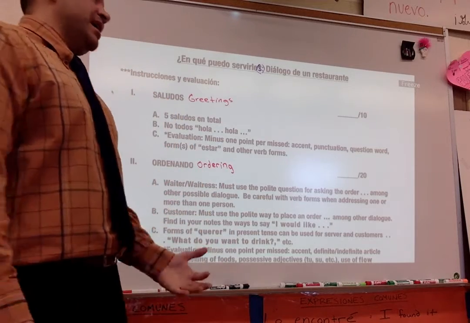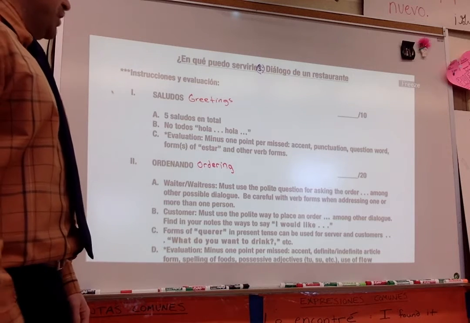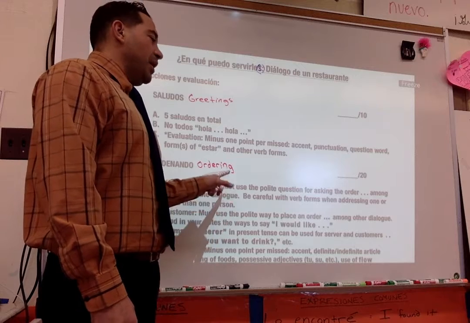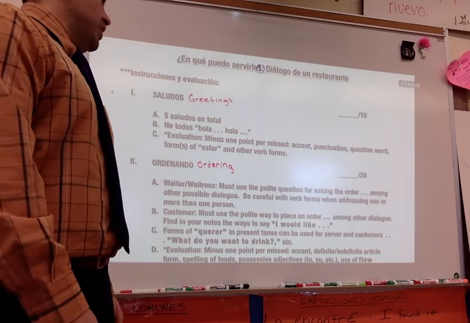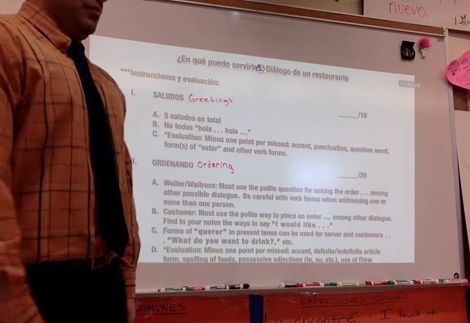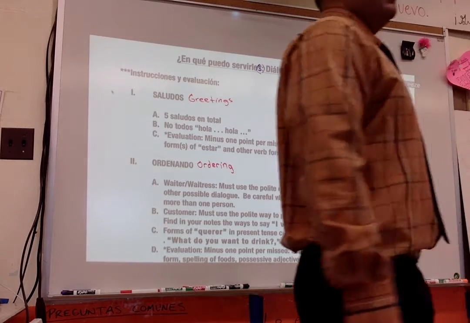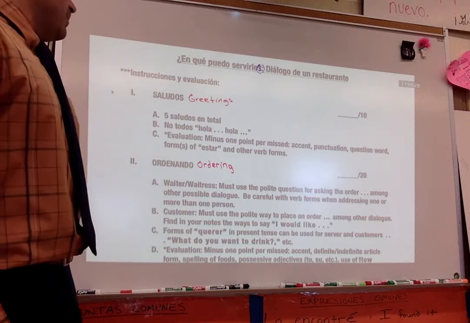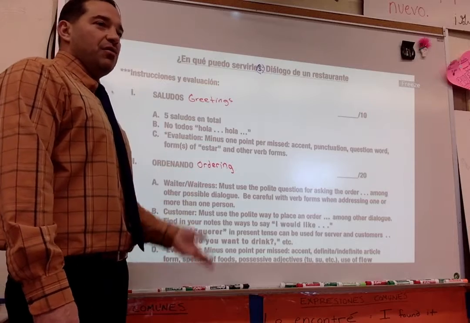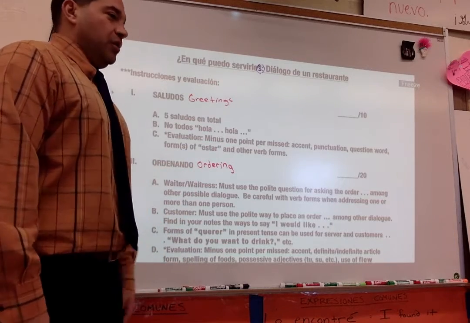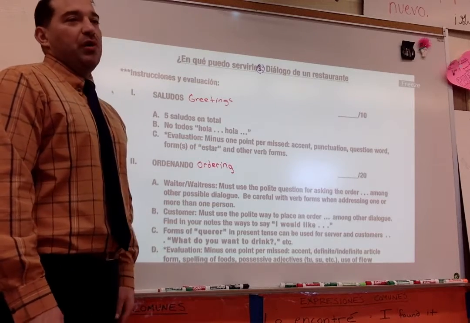So you sit down and say, hey, how are you? Hey, good, how you doing? Good afternoon. Hey, good afternoon. Then the waiter or waitress must use the polite question for asking the order, like on the top of the paper. And of course, you don't just come right up to the table. Say, hi, my name's whatever, I'm your server, stuff like that. That's why it says, among other possible dialogue. Just go right up to the table and say, can I take your order? All right, be careful with your verb forms when addressing one or more than one person.